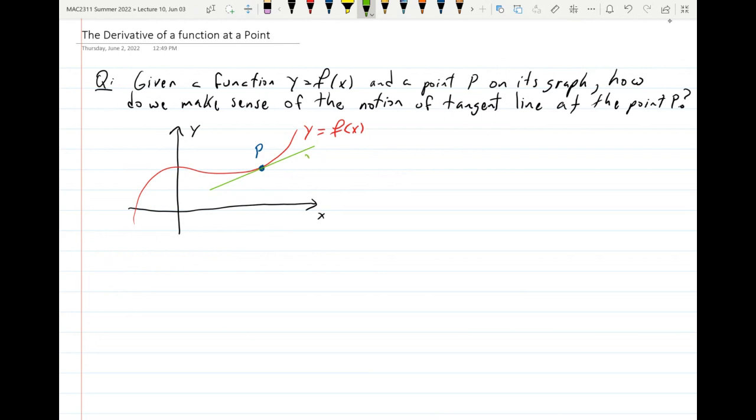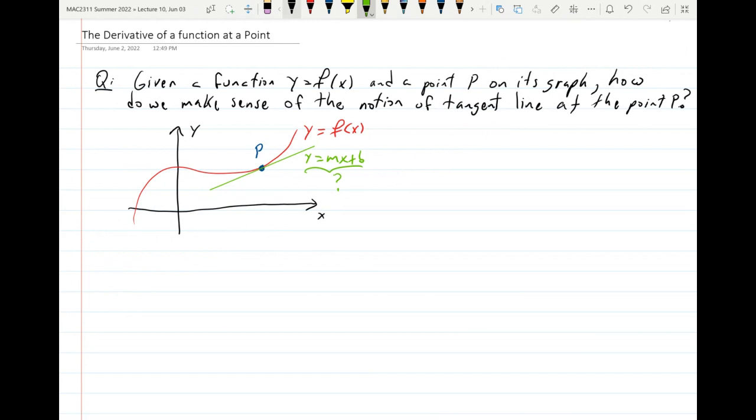So you know that this has equation y equals mx plus b. The question is, what is this equation? How can we make sense of this line? How can we find the equation of this tangent line? Okay, so this is the question that we want to answer today, but this is a very general question.